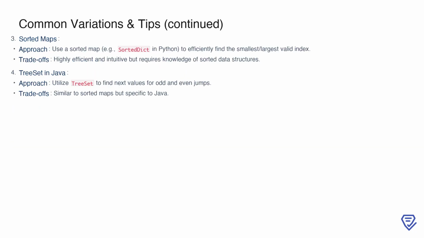Another highly efficient approach is to use sorted maps, such as SortedDict in Python, to determine the smallest or largest valid index for odd and even jumps. This method is intuitive for those familiar with sorted data structures and offers a clean and efficient way to pre-compute the necessary indices. For Java programmers, the TreeSet data structure serves a similar purpose, allowing you to find the next values for jumps efficiently. While both approaches achieve the same complexity, they cater to different programming environments and skill sets. By mastering these techniques and understanding their trade-offs, you'll be well equipped to solve this problem and others like it.